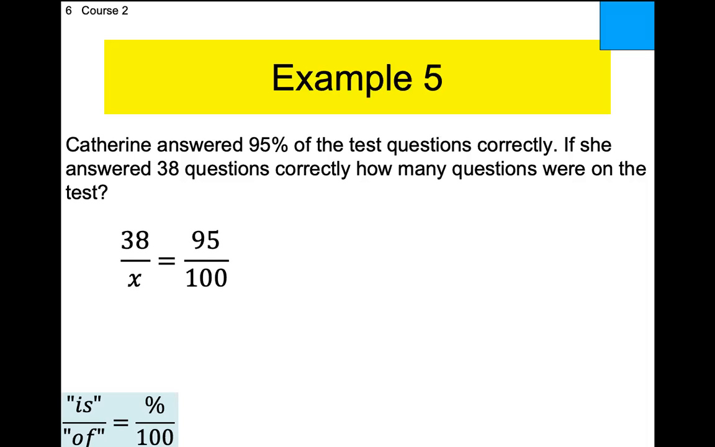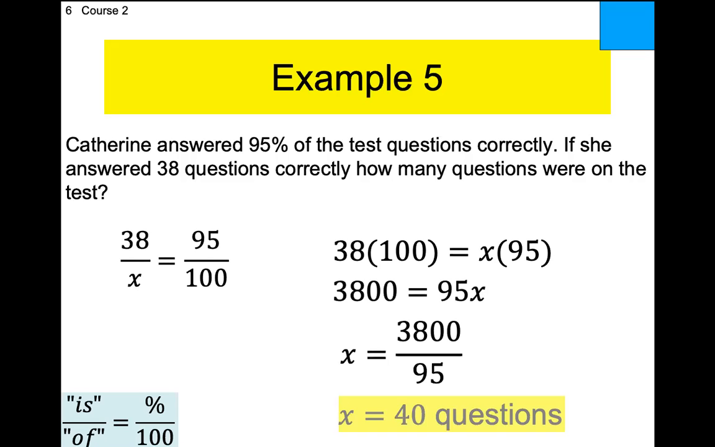So the 38 actually is the smaller number. It's your is in this particular case. Now, if it was over 100%, your is could be larger than your of. But in this case, it's smaller because it's 95%. A little bit of cross multiplication, we get to the answer. Turns out there were 40 questions.